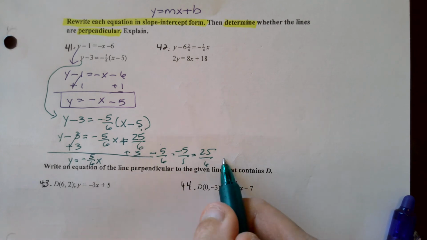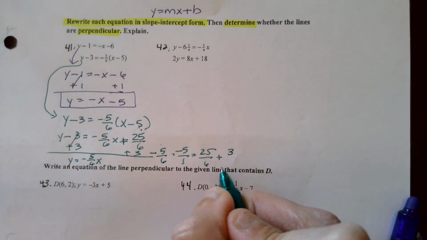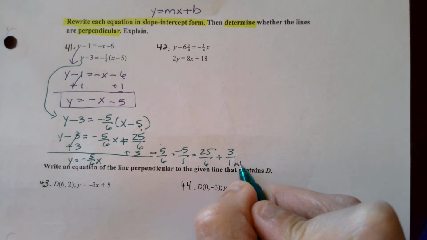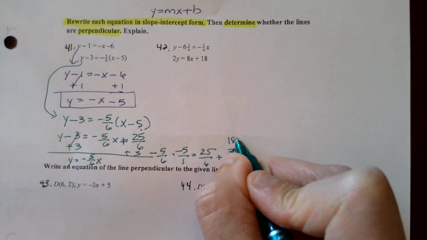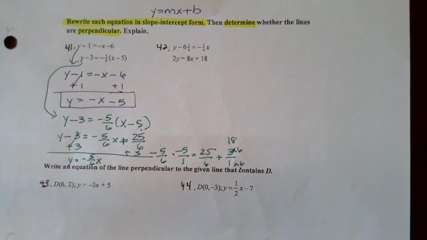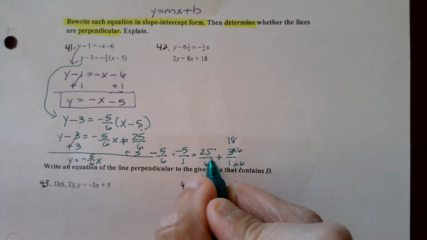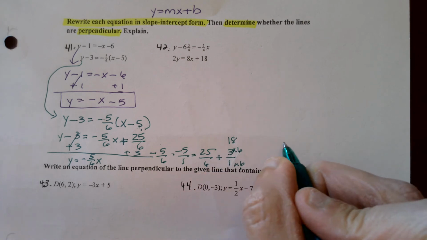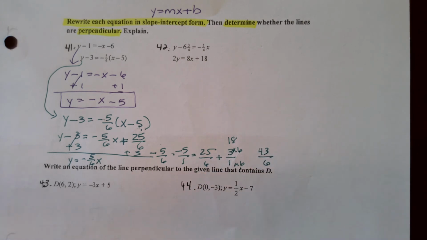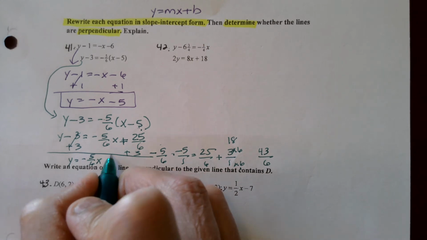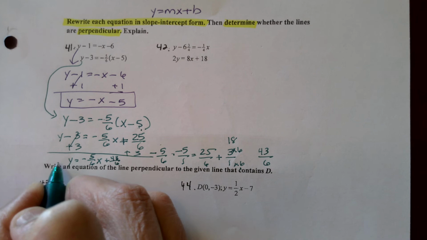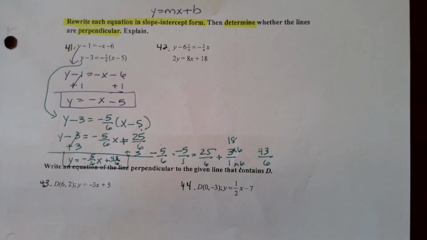Then we can add these. Yes, we can. We can add 3. Need a common denominator. So multiply this by 6. We get 18 over 6. So then 25 plus 18 is what? Sorry, I'm distracted here. What am I doing? 25 plus 18. 43. So it would be 43 over 6. Does that really matter? Not going to matter, no, but that's okay.